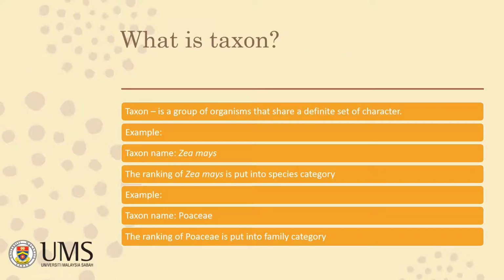What is taxon? Taxon is a group of organisms that share a definite set of character. For example, taxon name is Zea mays. Zea mays is in the level of a species. For example, taxon name is Poaceae, and Poaceae is in the level of family, and the kingdom of Poaceae and Zea mays is Plantae.